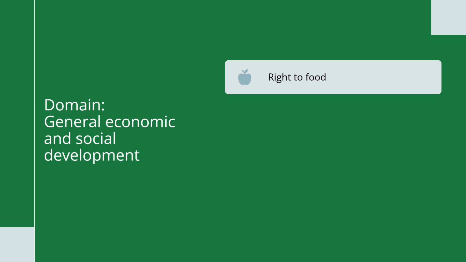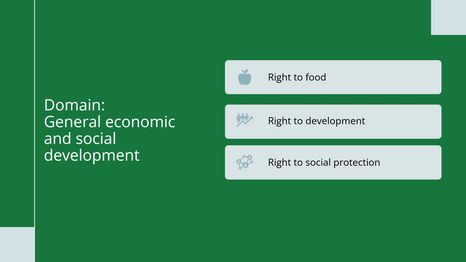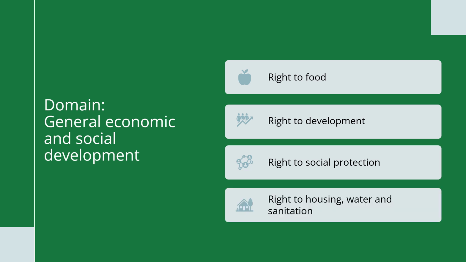This domain assesses the enjoyment of several economic, social, and cultural rights, which are also reflected in the UN Declaration on the Rights of Indigenous Peoples, or UNDRIP. The following rights are addressed: the right to food, the right to development, the right to social protection, and the right to housing and water and sanitation.